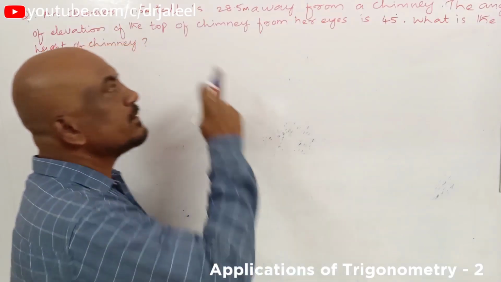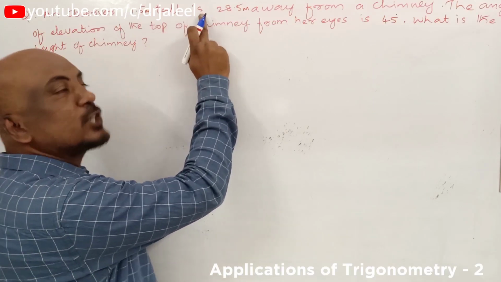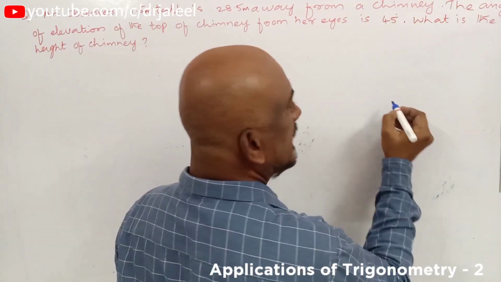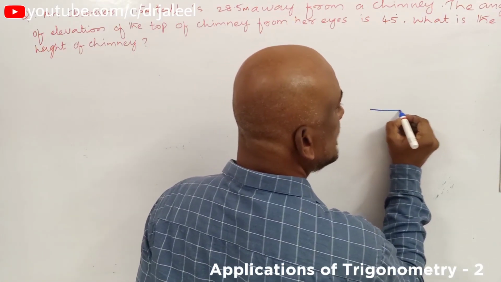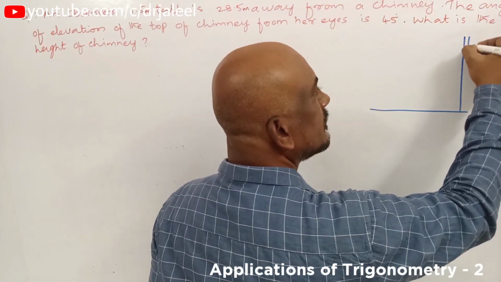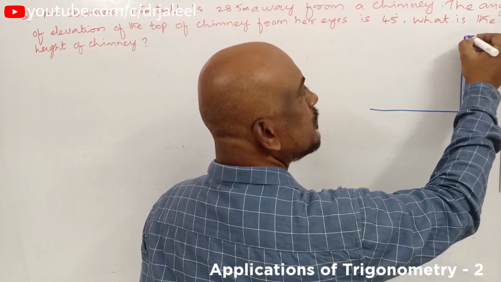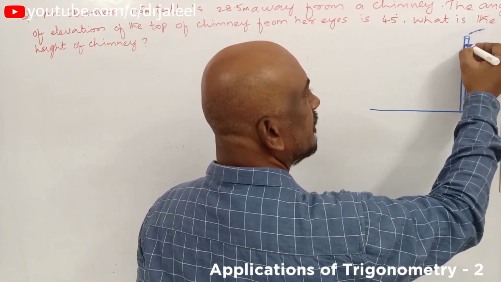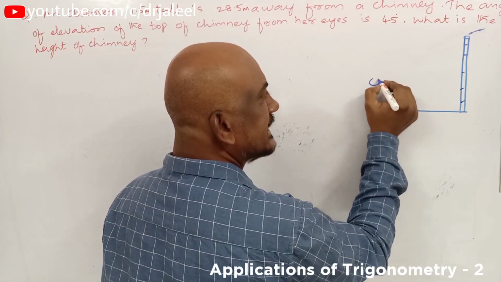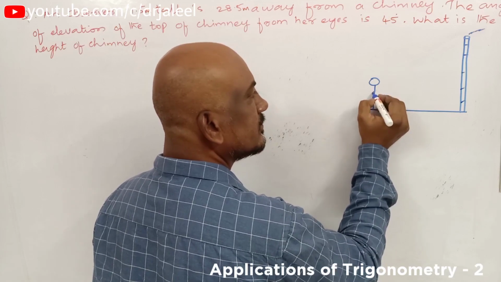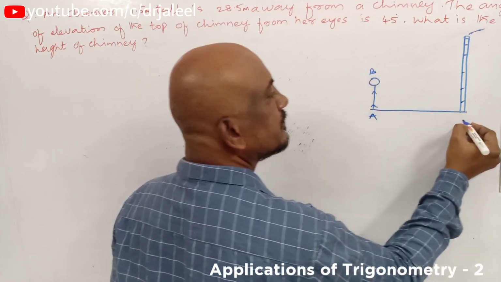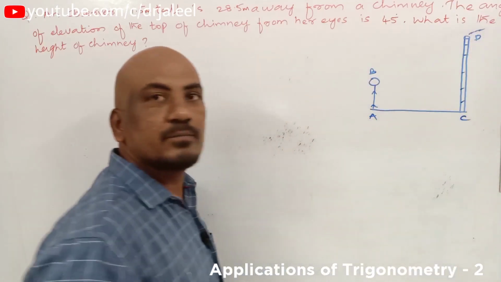Children, now what is given here? An observer 1.5 meter tall is 28.5 meters away from a chimney. So let us visualize it and let us draw the figure. So this is the ground level and here there is a chimney. Chimney is nothing but the smoke pipe of any factory. Now an observer is standing here. Let us take this observer as AB, chimney as CD.